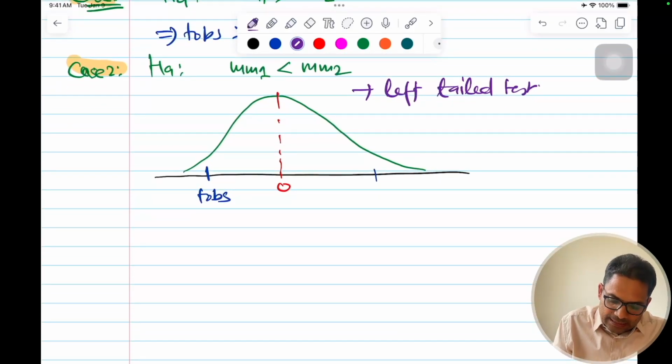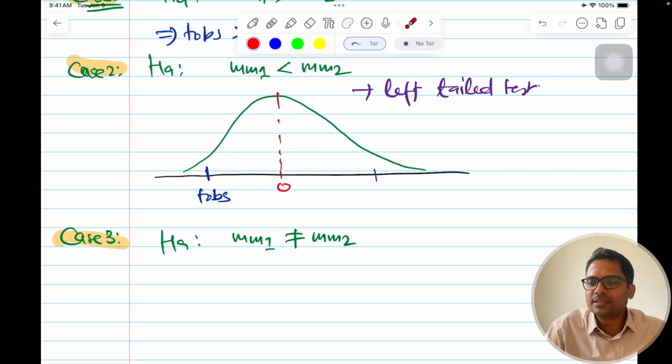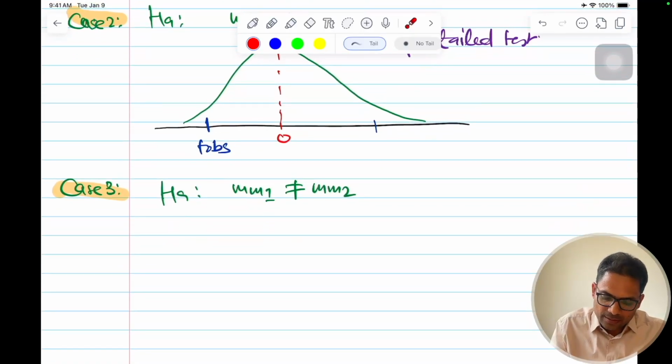And now case 3 will be, say for example, my alternate hypothesis says that both are not equal. It just states that whatever is the case, they are not equal. I don't know whether it's less or more, but both are not equal. That's my claim. Okay. So what will happen here now?